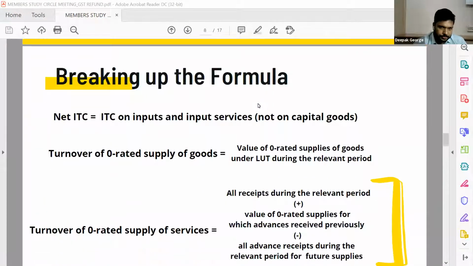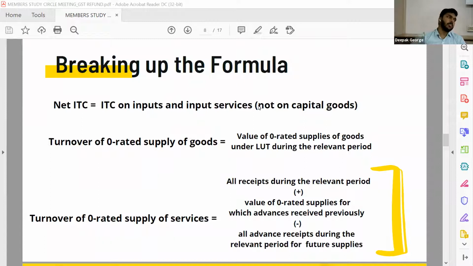So if you come down, I have further broken down the formula into the components. This again is something which is mentioned in Rule 89 sub Rule 4 of the CGST Rules 2017. We'll first start with the multiplier. The multiplier is basically net ITC. What is net ITC? In simple words, ITC that you have in your electronic credit ledger of inputs and input services. Mind you, you cannot take ITC of capital goods.